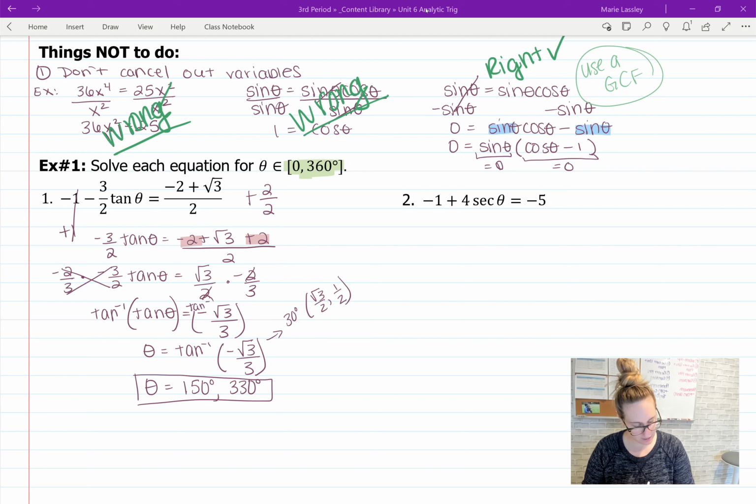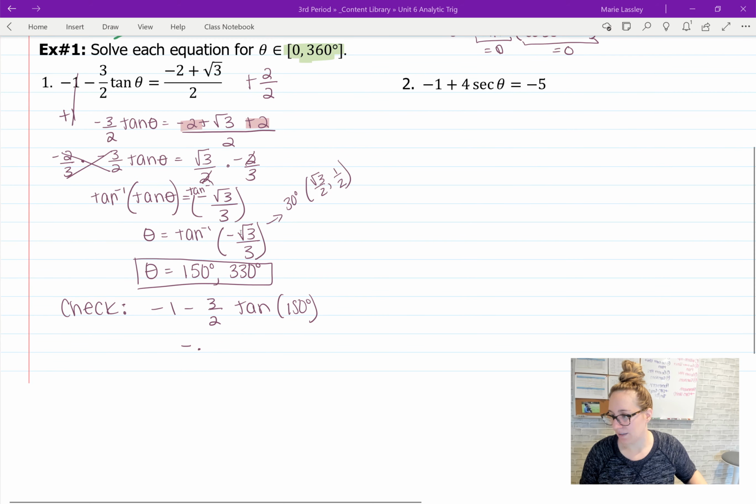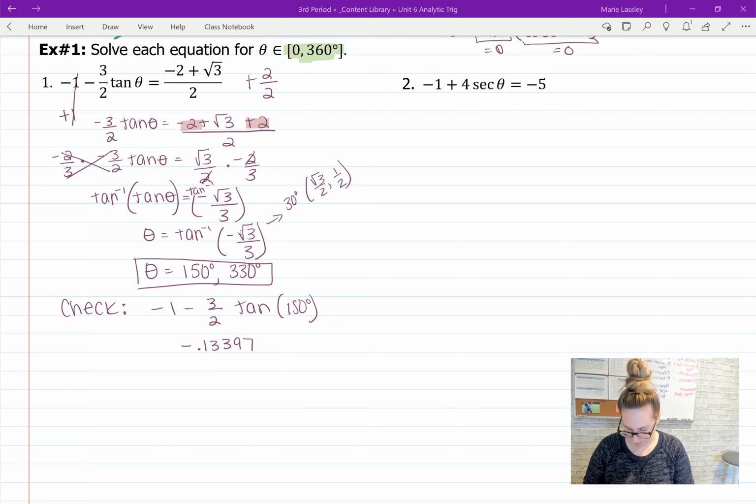Oh, the writing is finally showing up. Excellent. So now I'm just going to plug in -2 plus the square root of 3 divided by 2, hit enter, and that gives me -0.13397. So it works. And you could do the same thing with 330. You would just plug in 330 instead of 150 and see if you get that same decimal answer. If you do, then that means you've done your problem right.